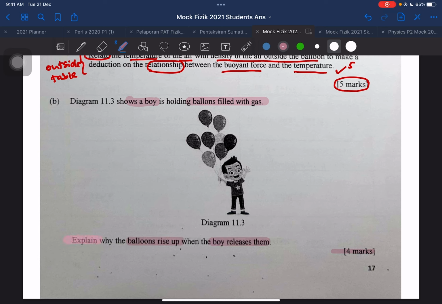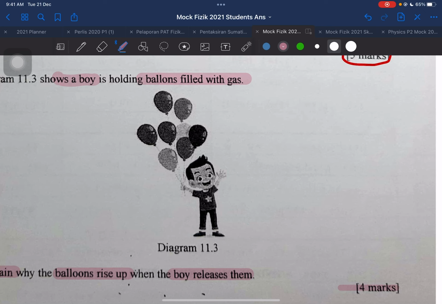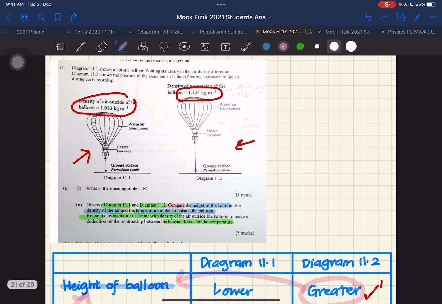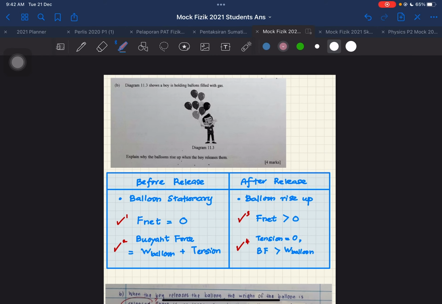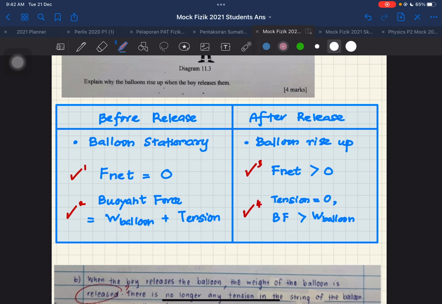So you need to explain. There are two situations here. The first one is when the boy holds the balloon. The second, the diagram did not show, but the question asks you to explain why the balloon rises up when the boy releases it. So for this, it's good to write like this. Okay, 4 marks. So 2 marks before, 2 marks after. So 2 marks before releasing the balloon, and then 2 marks after releasing the balloon.